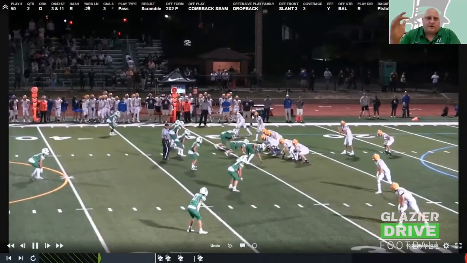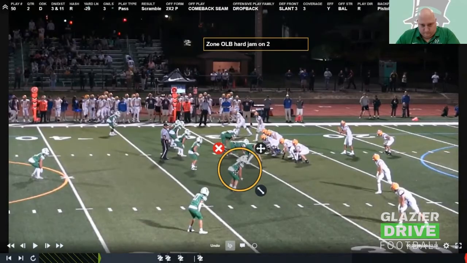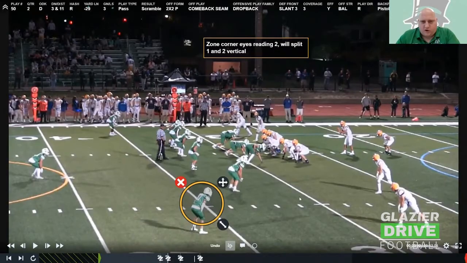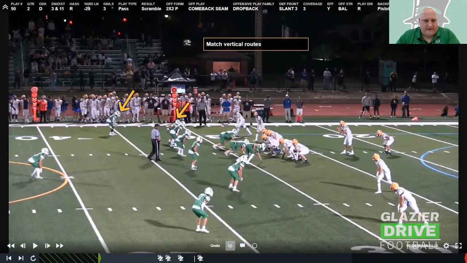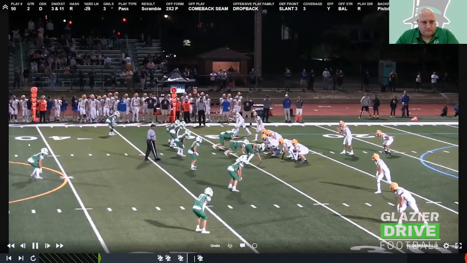All right, so we're going to start with our Cover 3 stuff. Hard jam on number 2 from the Bandit. So look at our corner. Our corner's eyes right now are on number 2. We're in zone here. He's reading 2 to 1. We are matching the boundary side, so our corner is matched on 1. This is our outside backer here. He's matched on 2. Here's our free safety.